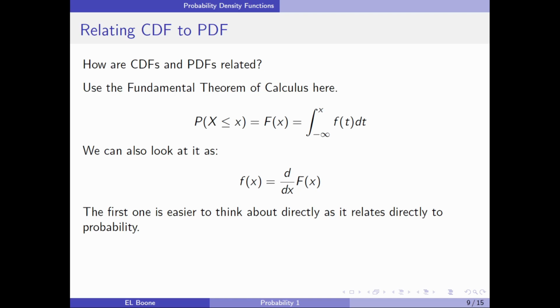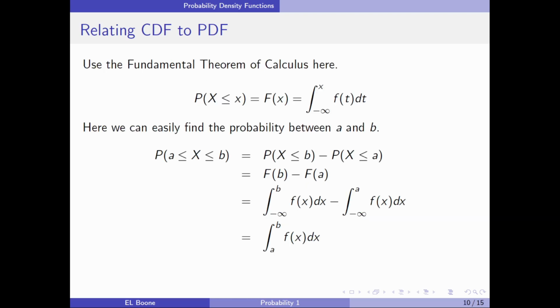However, f is so much easier to think about when it relates to probability. So for example, we can just say, what's the probability that x, our random variable, is between two numbers, a and b? Well, that's simply the probability that x is less than b minus the probability that x is less than a.